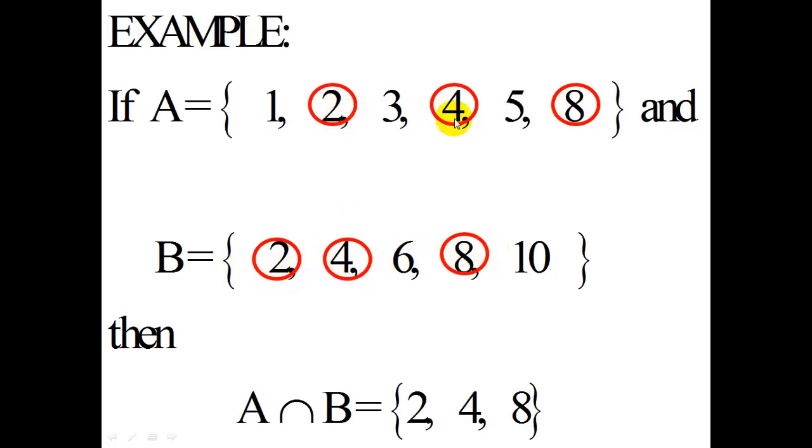So because 2, 4, 8 belong to both the set A and the set B, we say that A intersection B equals 2, 4, 8. That is, elements that belong to both the set A and the set B. That is what we mean by intersection of sets.